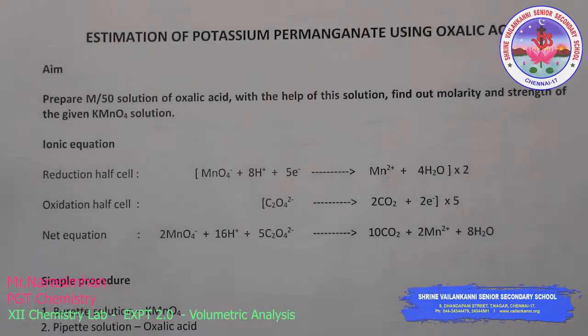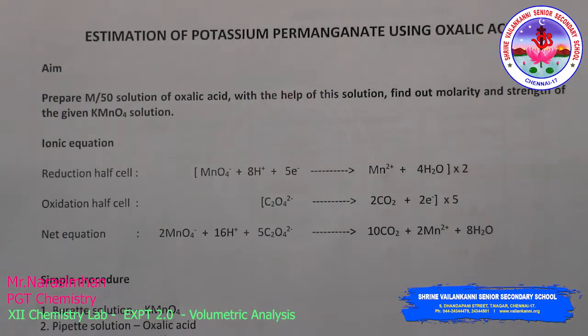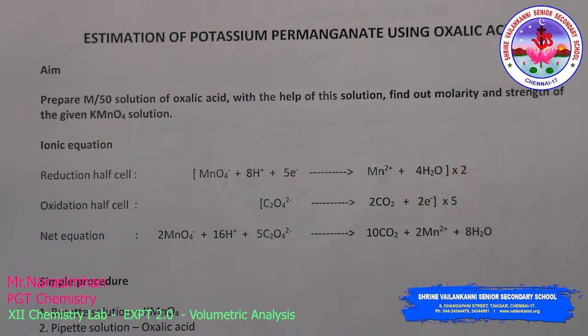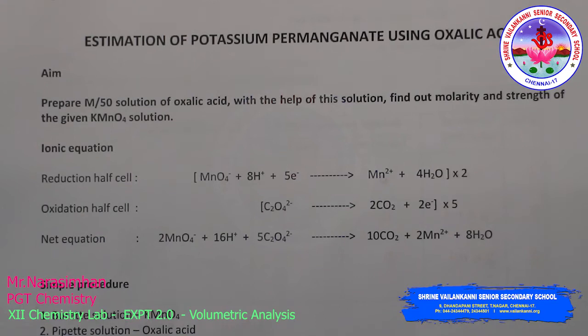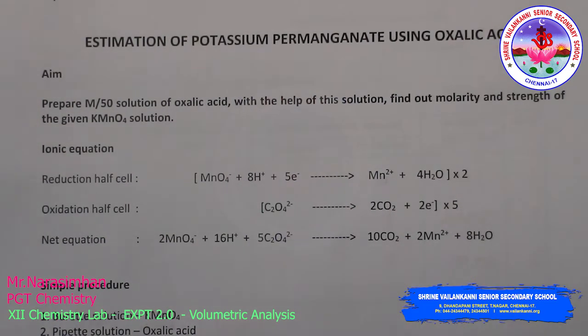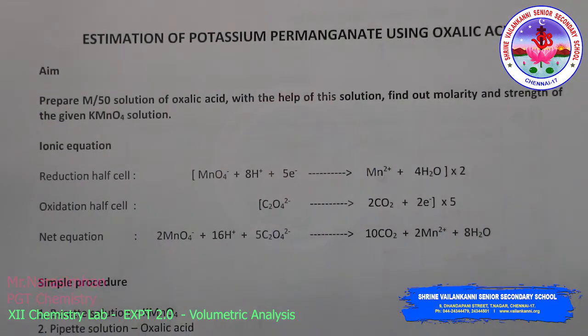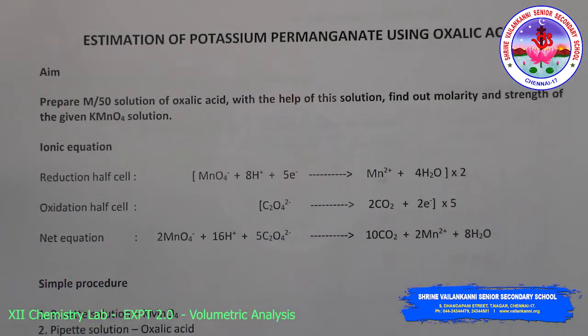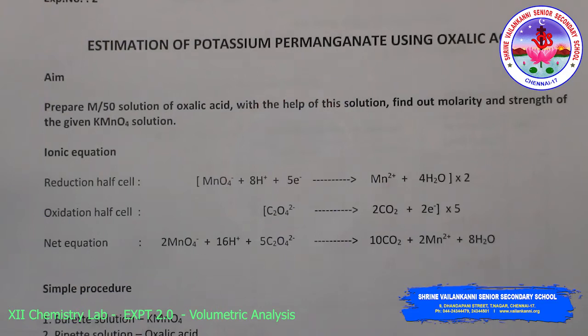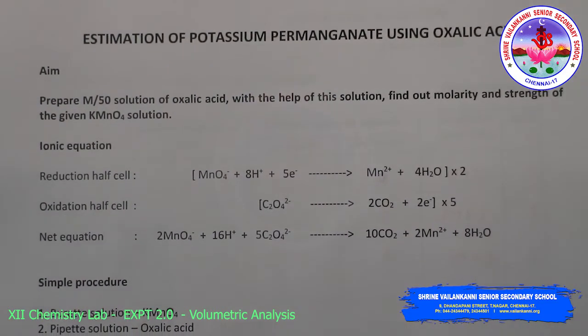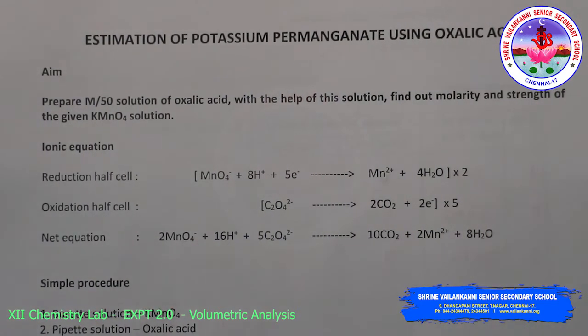The next experiment is estimation of potassium permanganate using oxalic acid. The first titration where we used potassium permanganate was with ferrous ammonium sulfate. Here it is oxalic acid. The aim of the experiment: prepare M/50 solution of oxalic acid. With the help of this solution, find out the molarity and strength of the given potassium permanganate solution.